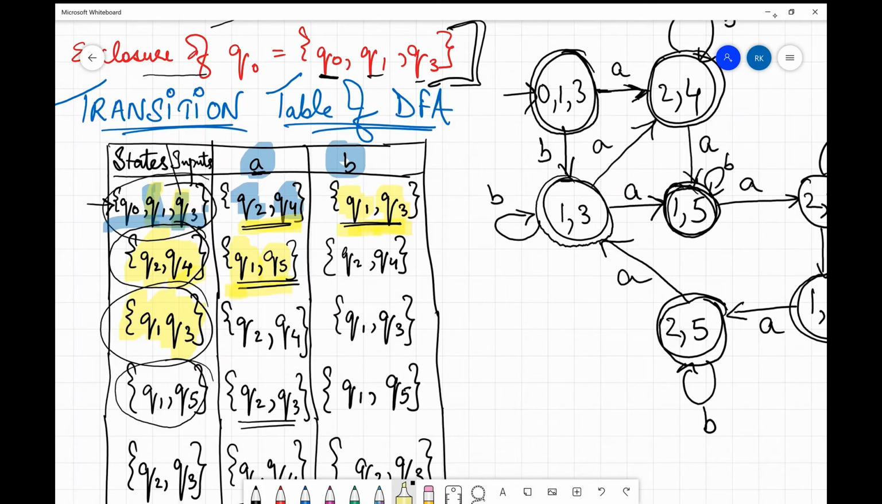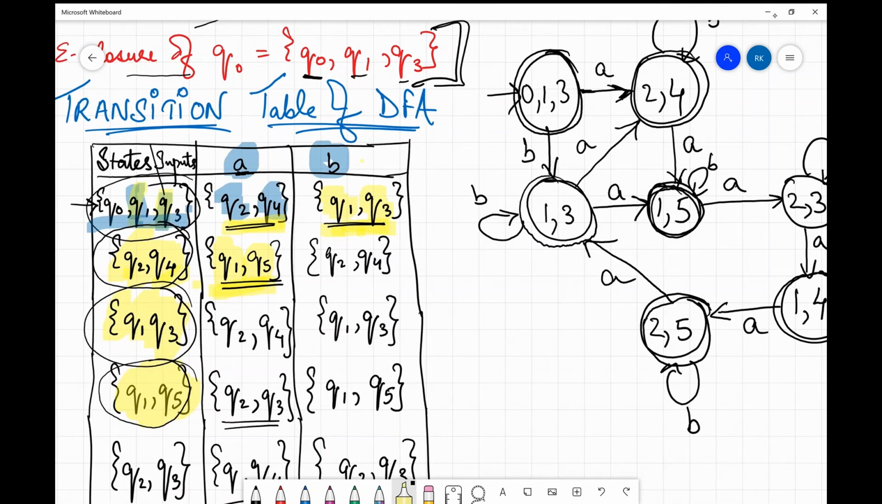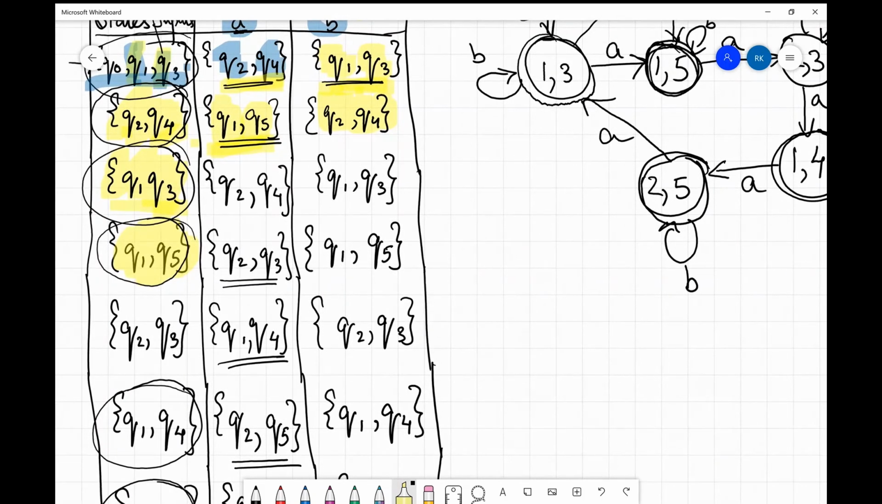Then I'll take this again over here, and I'll check which are the new states. Now Q2, Q4 with B input: Q2 with B input gives Q2, and Q4 with B input gives Q4. So Q2, Q4 again. Now this repeats, so we will not take it again. Now in a similar manner, you are going to complete it with Q1, Q3. And when you process Q1, Q3, you see there is no new state obtained over here.